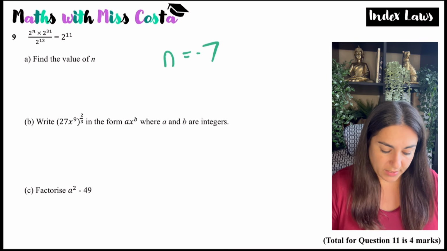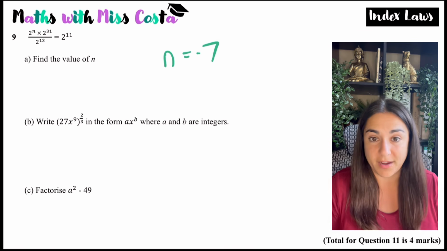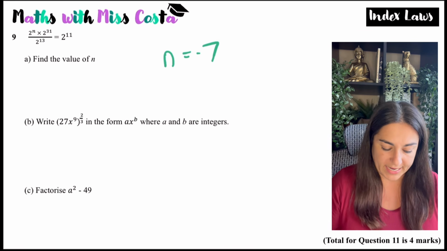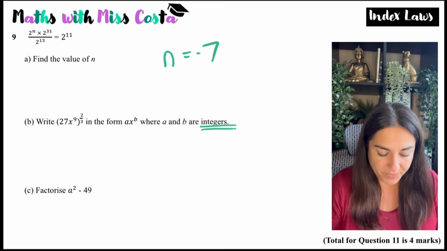Next, we've got a similar thing. Write 27x to the power of 9 all to the power of 2/3 in the form ax^b, where a and b are integers. Integer just means a whole number.